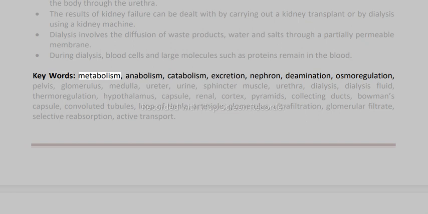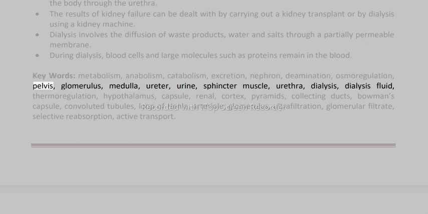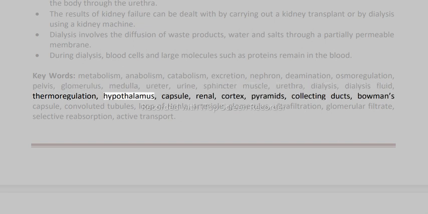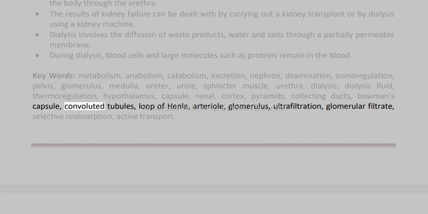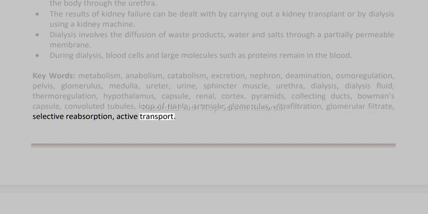Keywords: metabolism, anabolism, catabolism, excretion, nephron, deamination, osmoregulation, pelvis, glomerulus, medulla, ureter, urine, sphincter muscle, urethra, dialysis, dialysis fluid, thermoregulation, hypothalamus, capsule, renal, cortex, pyramids, collecting ducts, Bowman's capsule, convoluted tubules, loop of Henle, arteriole, glomerulus, ultrafiltration, glomerular filtrate, selective reabsorption, active transport.